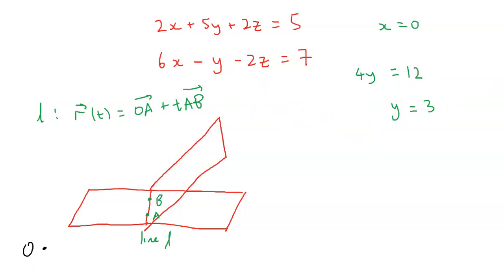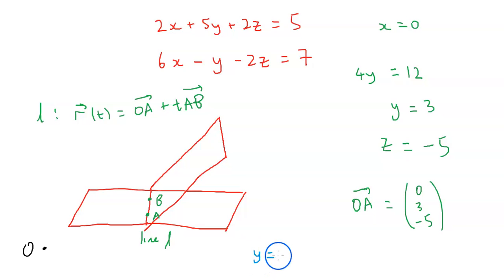And if y is equal to 3, and x is equal to 0, we have negative 3 minus 2z is equal to 7. And so that means that minus 2z is equal to 7 plus 3, which is 10. And so z is equal to minus 5. So that means that our vector OA can be (0, 3, -5). No problem. This time let's find another point B by letting y equal to 0.